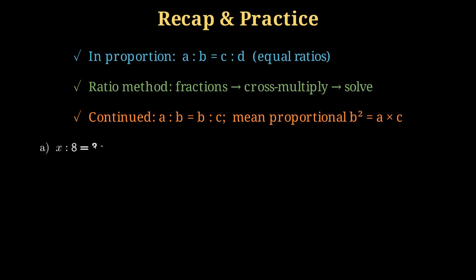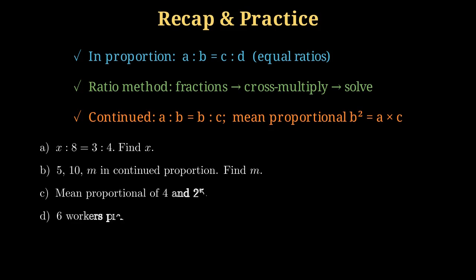Now you practice. Pause and try all 4. A, x to 8 equals 3 to 4. Find x. B, 5, 10, and m are in continued proportion. Find m. C, find the mean proportional of 4 and 25. D, 6 workers pick 42 crates of tomatoes in a day. How many crates will 9 workers pick at the same rate?